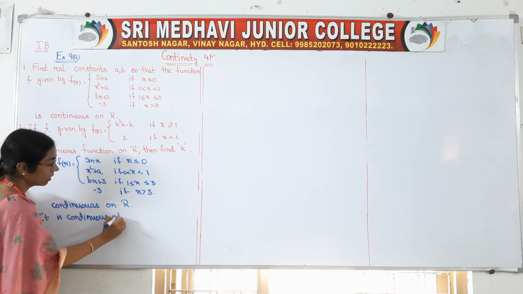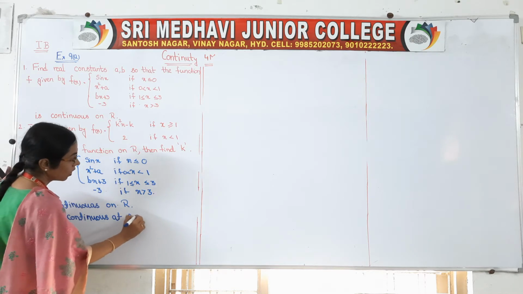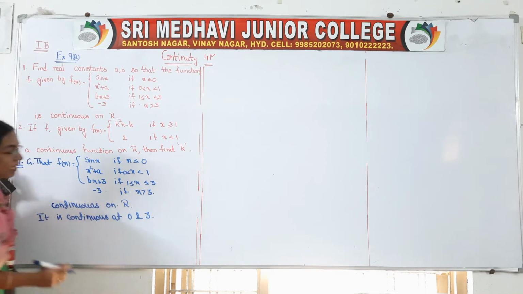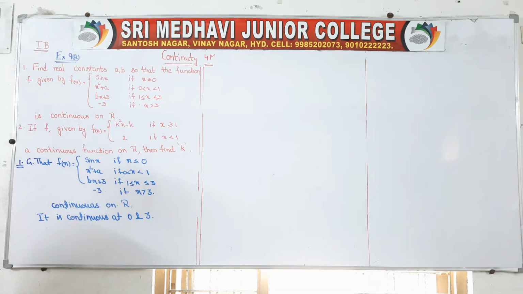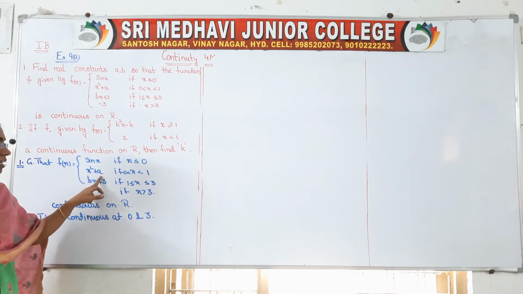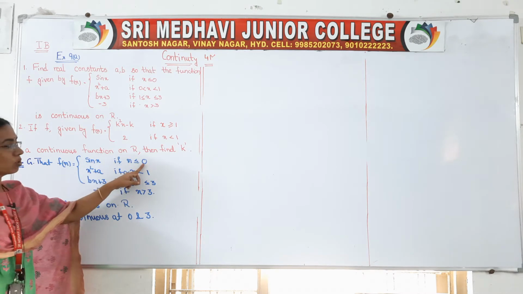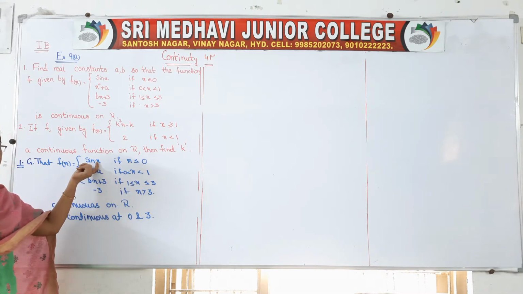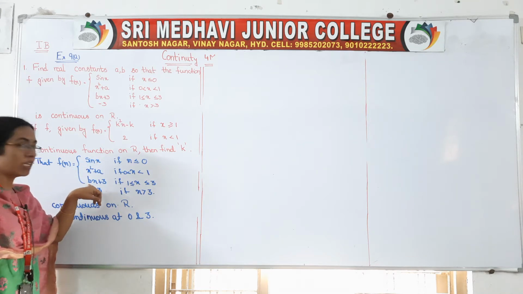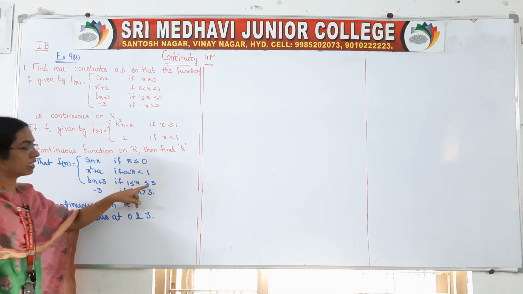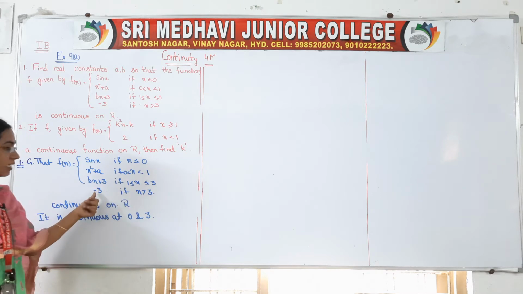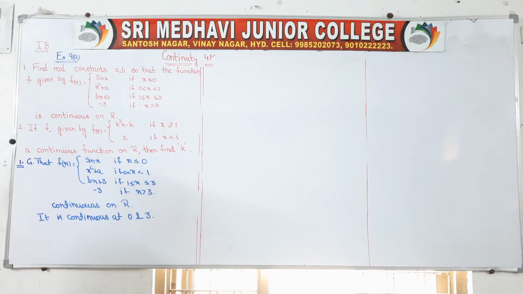Continuous at 0 and 3. Why have I taken 0 and 3? Here I have to find a and b values. So where is your a? At x greater than 0, a is there. For x less than 0, we are having another condition. And similarly b we have to find. b is at x less than 3, and for x greater than 3, minus 3 is the value. Okay, so that's why it is continuous at 0 and 3.